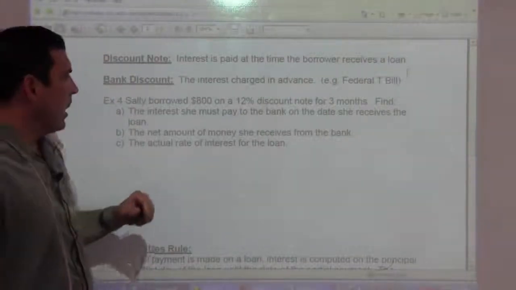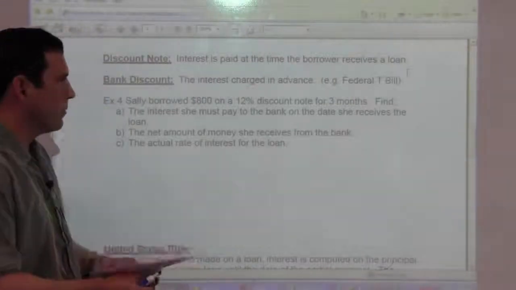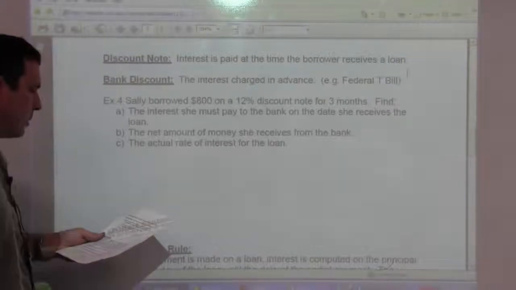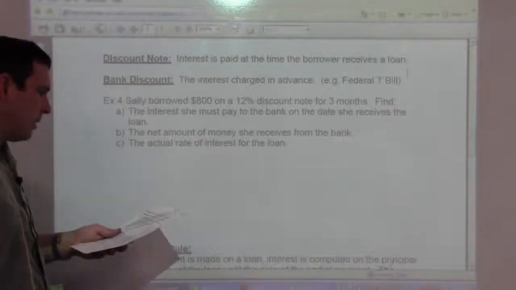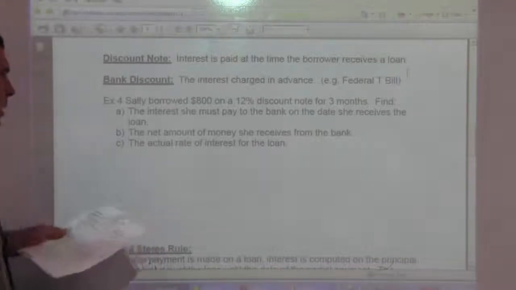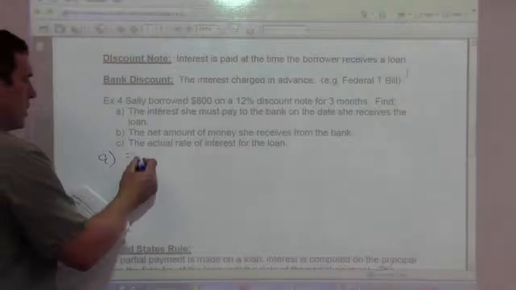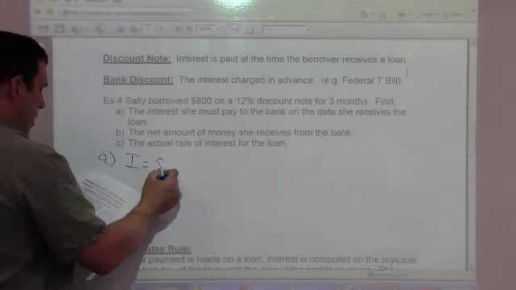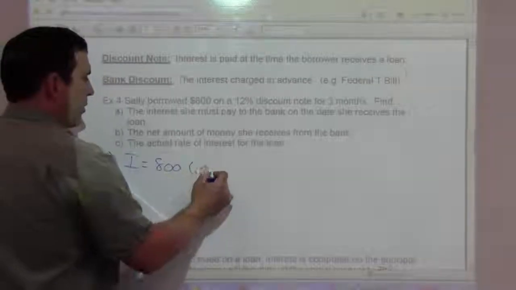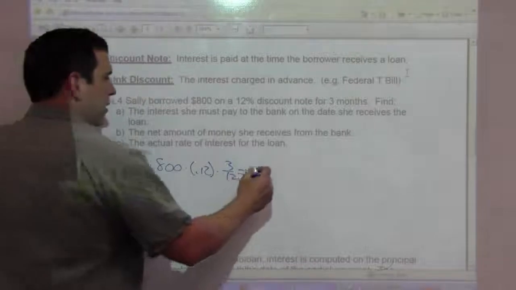Sally borrowed $800 on a 12% discount note for 3 months. Find the interest she must pay to the bank on the date she receives the loan, the net amount of money she receives from the bank, and the actual rate of interest. So for the first part, the interest is going to be $800 times 0.12, the rate, times 3 out of 12 months, and that is $24.